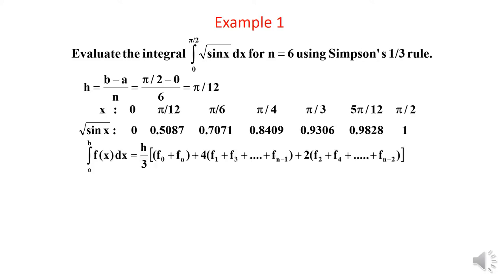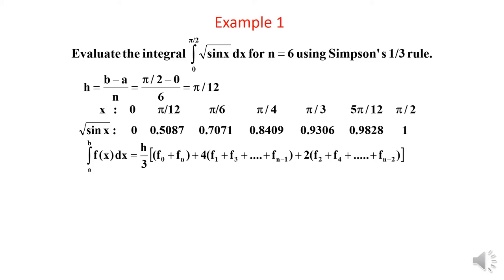So we substitute the values of the function in the composite Simpson's 1/3 rule. Here we see the formula: integral a to b f(x) dx is equal to h/3 times [f0 plus fn, the first and last values, plus 4 times the odd values plus twice the even values].